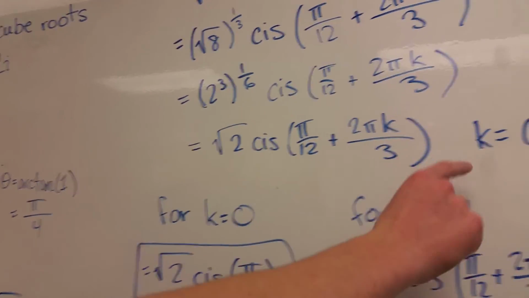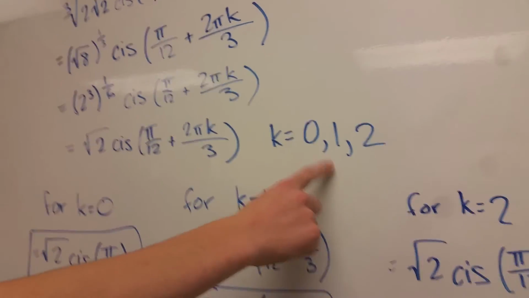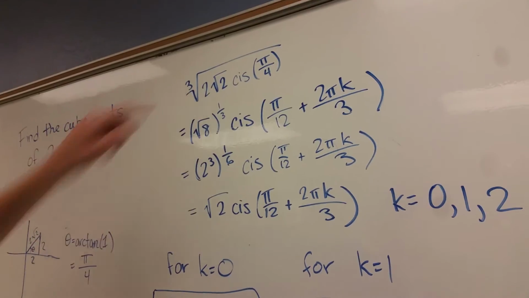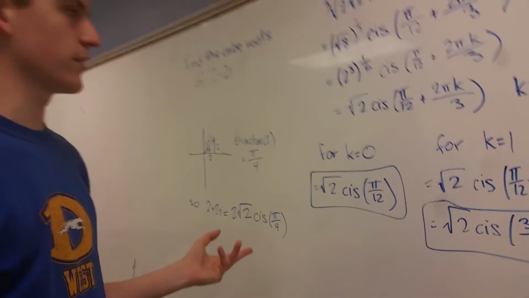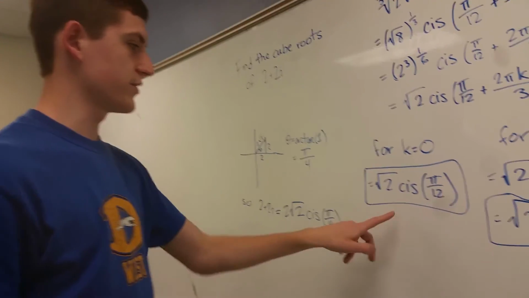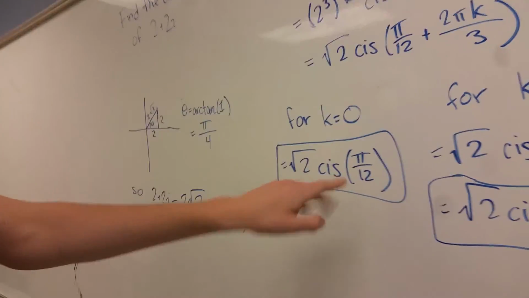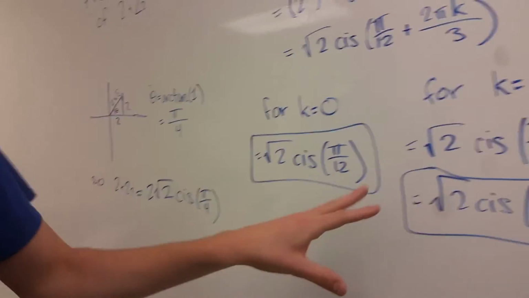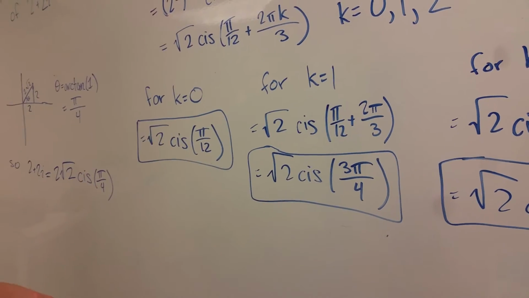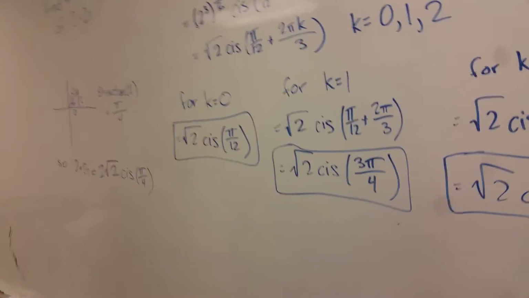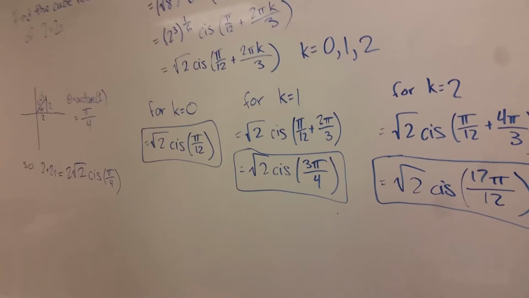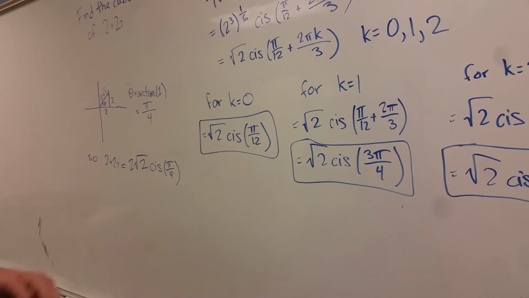So then we're left with this, and as I said earlier, k is 0, 1, and 2, because 2 is n minus 1 in this case, because n is 3. If k equals 0, then the 2 pi k over 3 becomes 0 as well, so you're just left with root 2 cis pi over 12, and that's it for that one. For k equals 1, you get root 2 cis of pi over 12 plus 2 pi over 3, which becomes root 2 cis 9 pi over 12, which simplifies to 3 pi over 4.